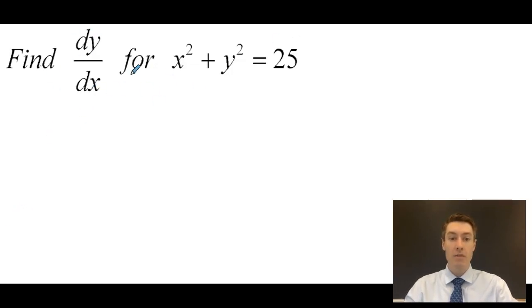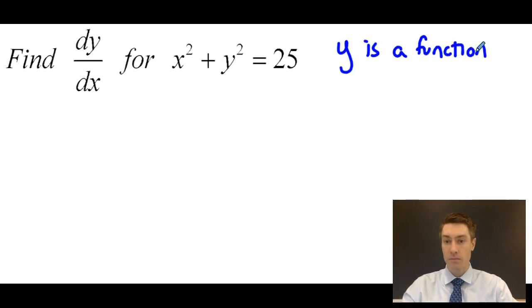Find dy/dx for x squared plus y squared equals 25. When we're doing implicit differentiation, the first thing you have to understand is that y is a function of x. Just like y equals 2x plus 3 or y equals x squared, we're treating y as a function of x. So now we're going to differentiate, with respect to x. The derivative of x squared with respect to x is just 2x, the same way we've been differentiating before with the power rule.